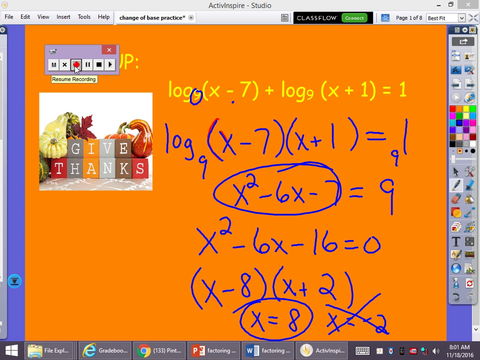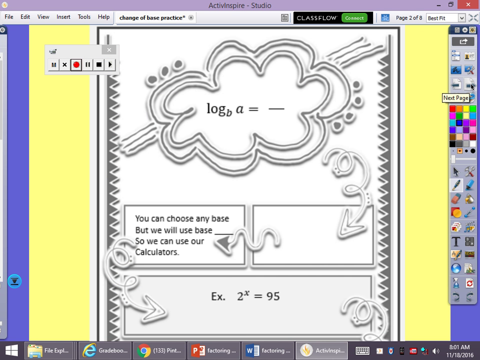Today we're going to look at change of base. So we have log base B of A. And this is what happens. The subscript becomes the base. So the old base goes to the base. So I have log B and I have log A.